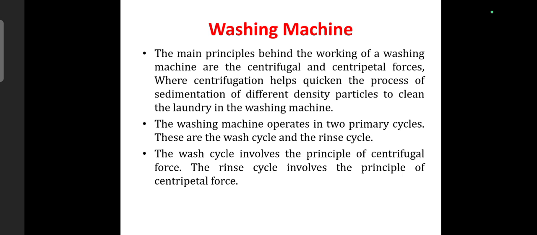After washing, the machine enters the rinse and spin stages. During spinning, water is forced out of the clothes due to rapid drum rotation. This significantly reduces drying time and improves overall washing efficiency. Modern washing machines are highly automated and include sensors and microcontroller based systems that optimize water usage, washing time, and energy consumption, making them both effective and environmentally friendly.